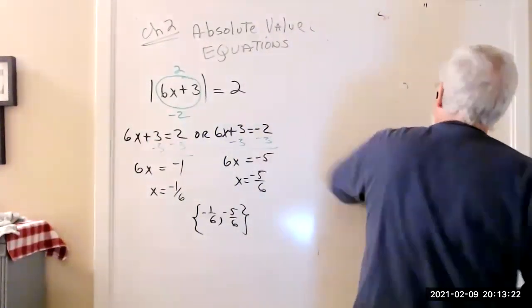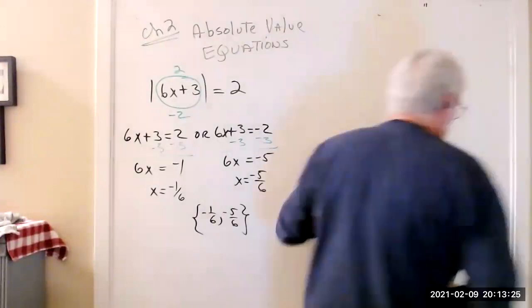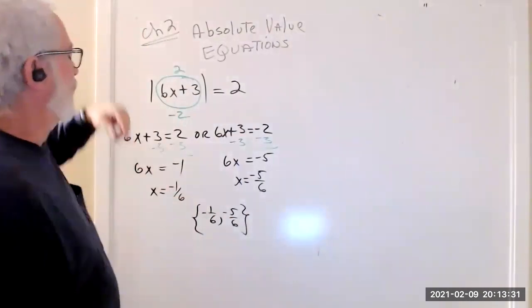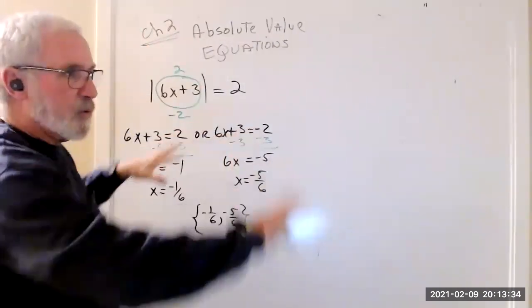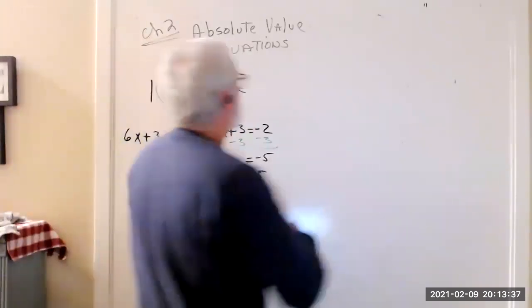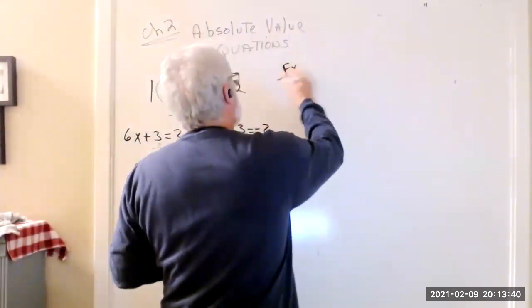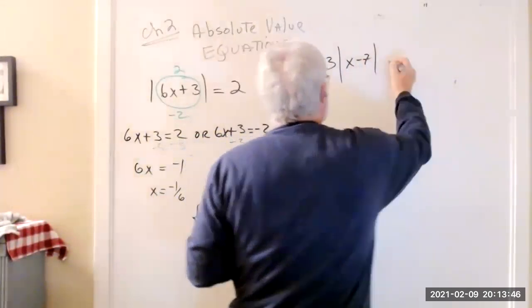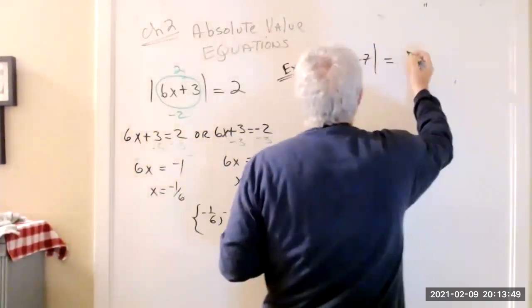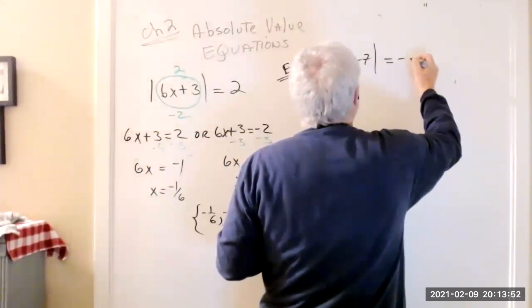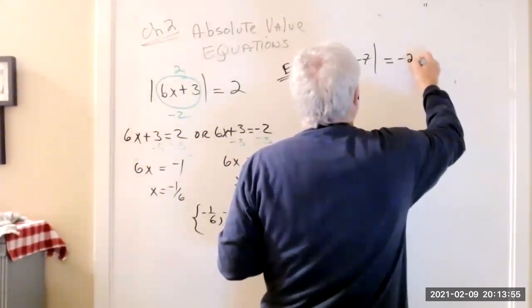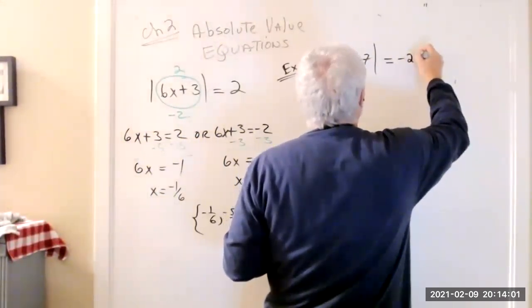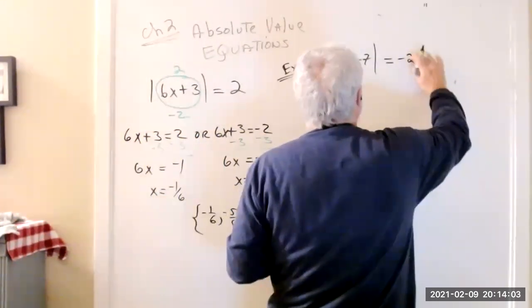All right. Now remember, the first step I had up here was isolate the absolute value. What that meant is you have to get it alone before you split it. So let me see if I can come up with a problem to explain that. I don't want a fraction.